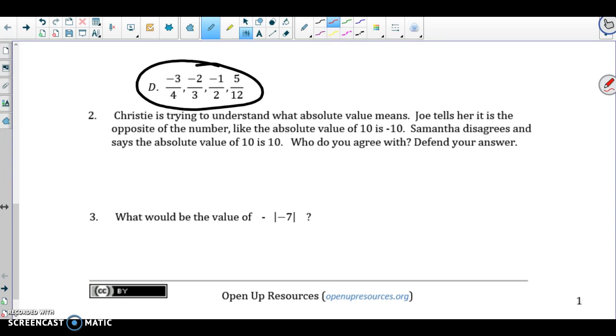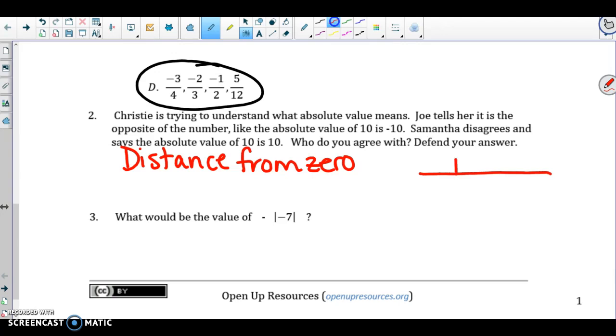Well, the definition of absolute value is the distance from 0 on the number line. So if I have a number line and here's my 0 and here's my 10, well, how far away is 10 from 0 on the number line? Well, it's 10. So the absolute value of 10 is going to be 10.